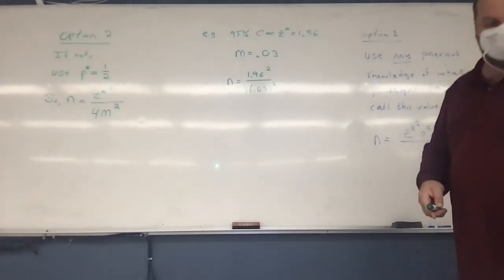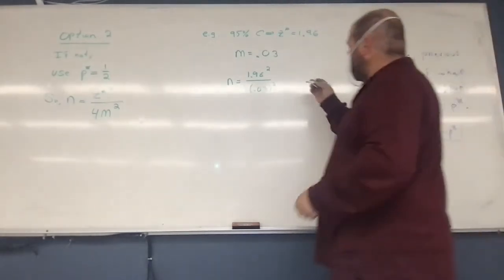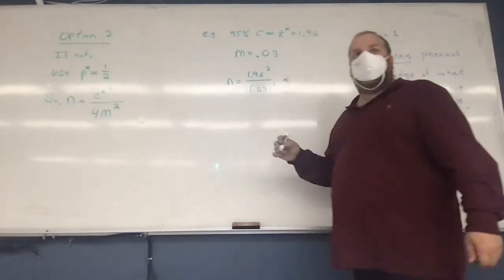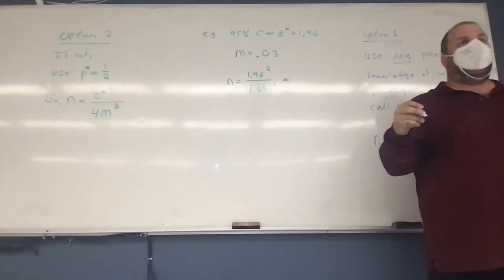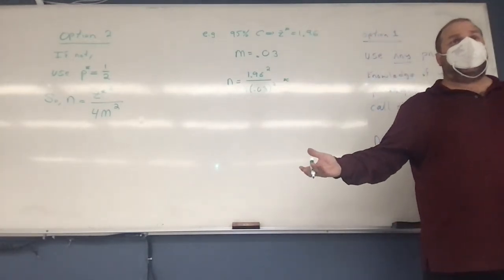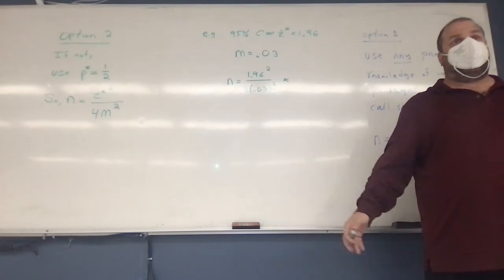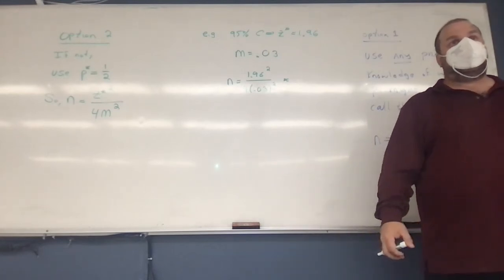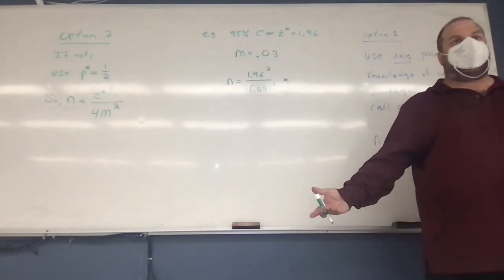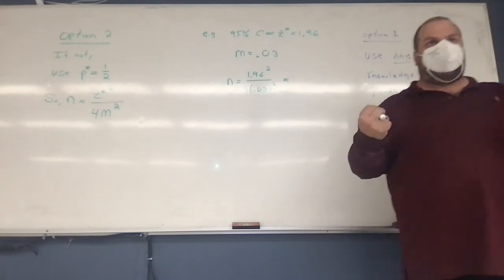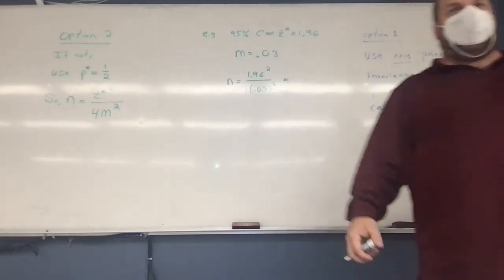What do I get? How much? N is my sample size. How can I ask 0.038 people? How many people do I have to ask? 0.038. Does that seem reasonable as a number of people that I have to ask?